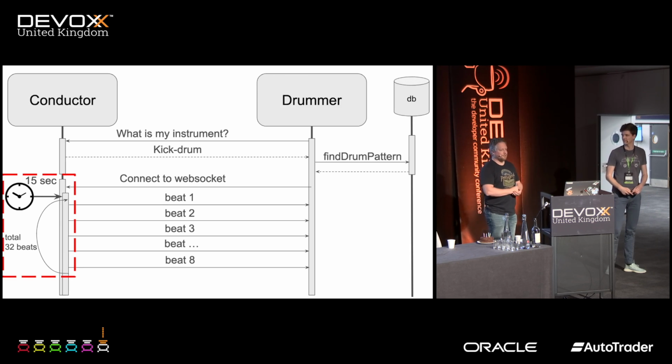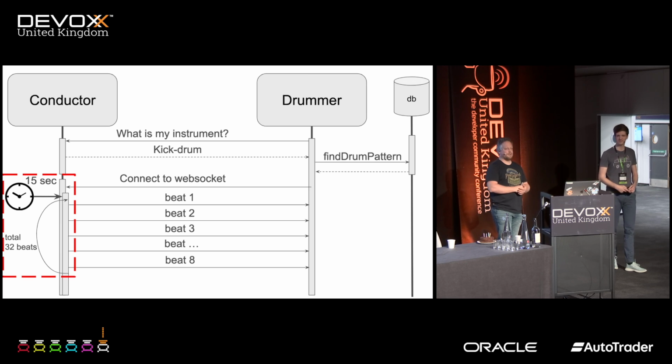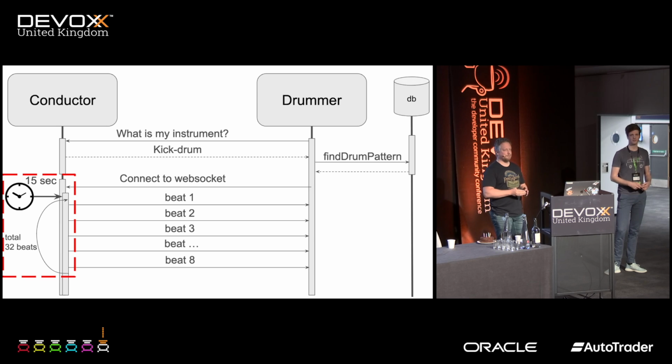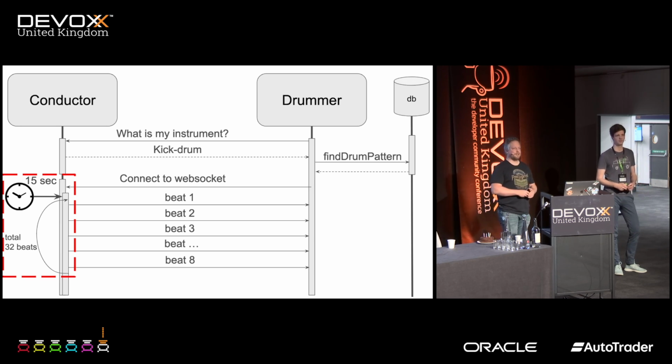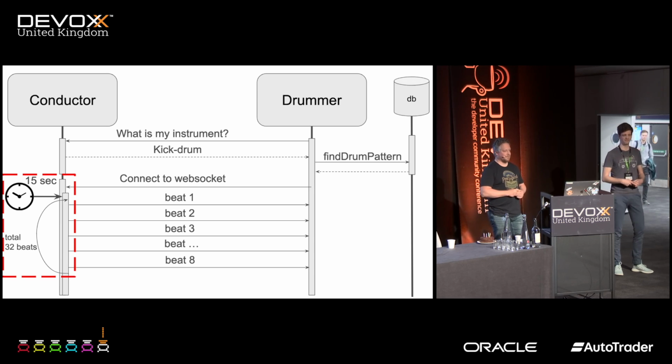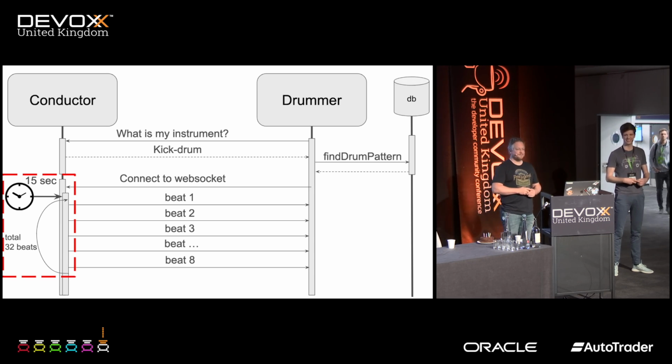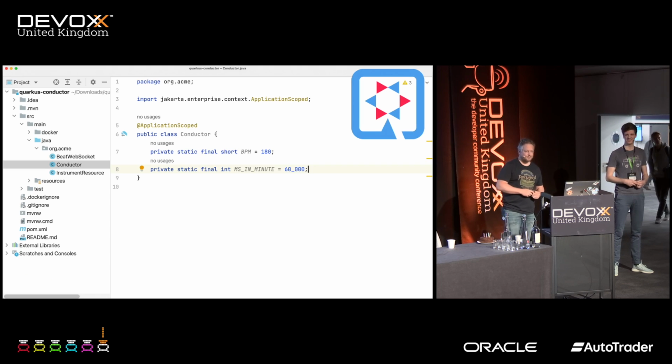So the conductor needs to send out the beats to the drummers, and we're going to do that every 15 seconds. We're going to play a total of 32 beats, and if you play 32 beats, it's around 12, 13 seconds or so. So we get a nice pause of 2 seconds between those musical scores. And that's so you don't go completely nuts listening to this while you're developing this. No, only 90% nuts. So let's implement this.